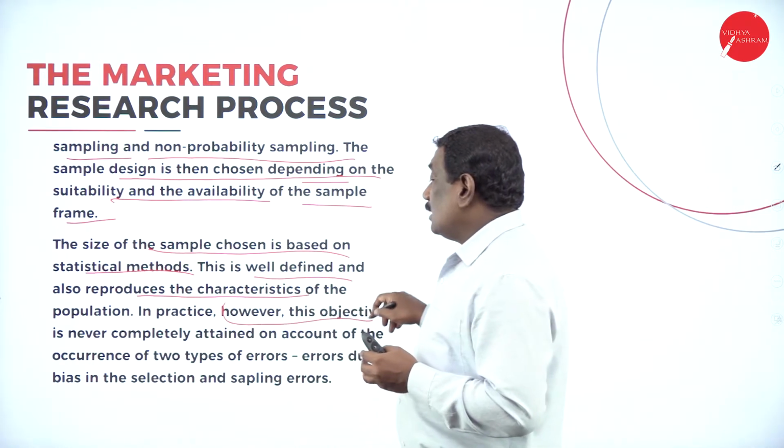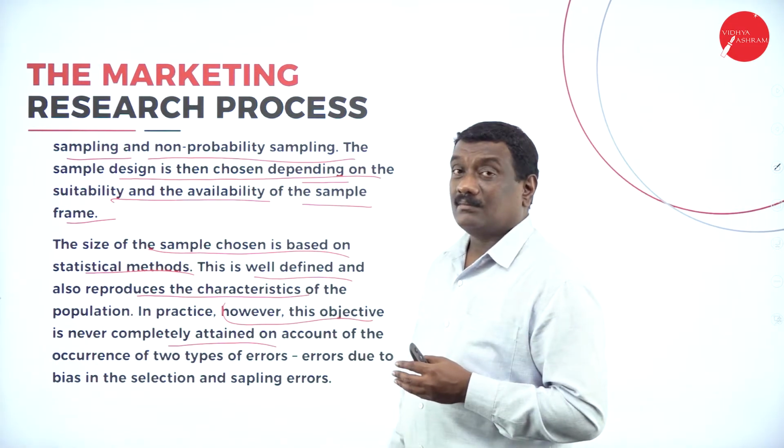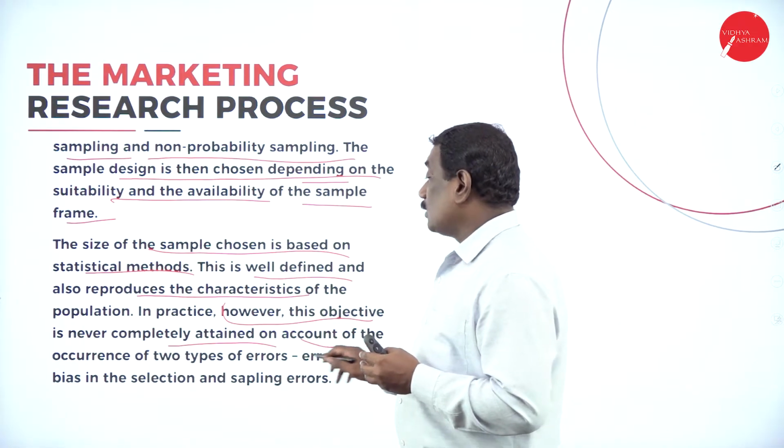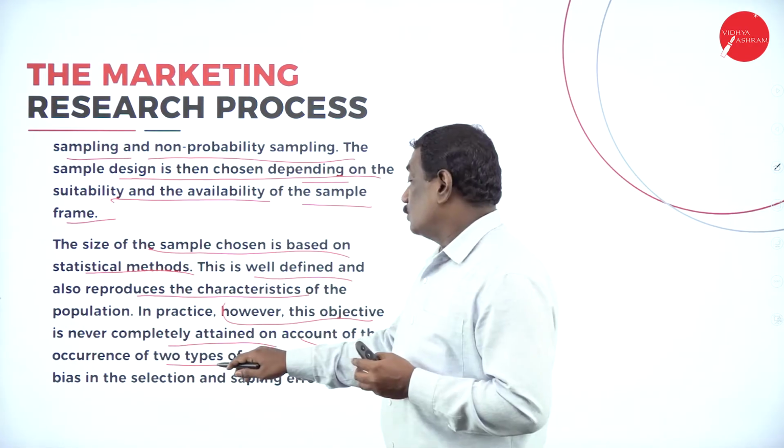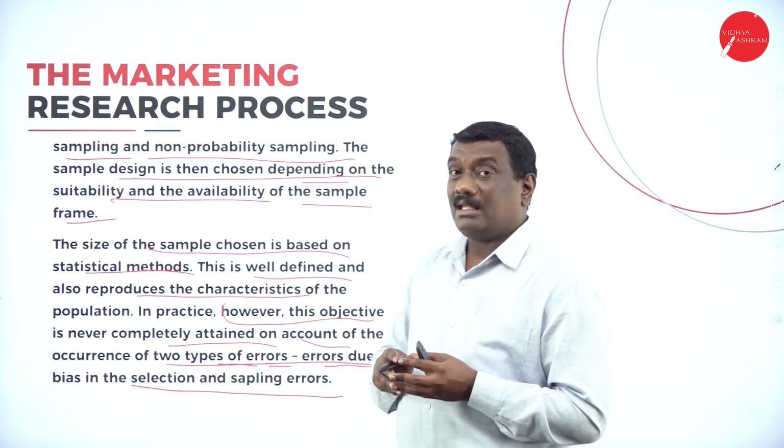However, in practice, this objective is never completely attained on account of the occurrence of two types of errors: errors due to bias in the selection, and sampling errors.